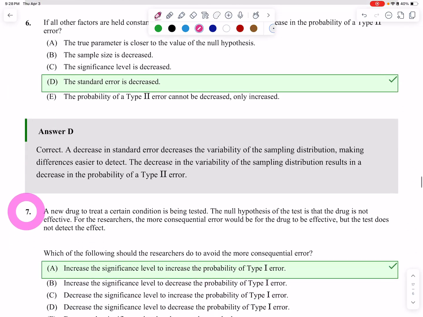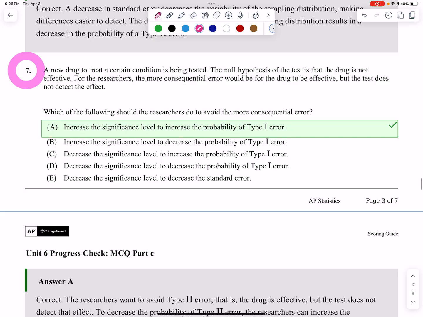All right, and then number 7, a new drug to treat a certain condition is being tested. The null hypothesis of the test is that the drug is not effective. That's the H0. H0 is that it's not effective, and then Ha would be that it's effective. For researchers, the more consequential error would be for the drug to be effective but the test does not detect the effect. Okay, so what it's wanting to do is really make sure that I fail to reject, right?